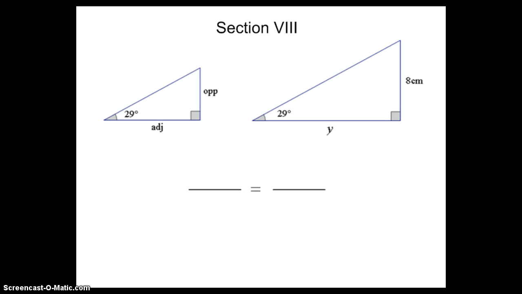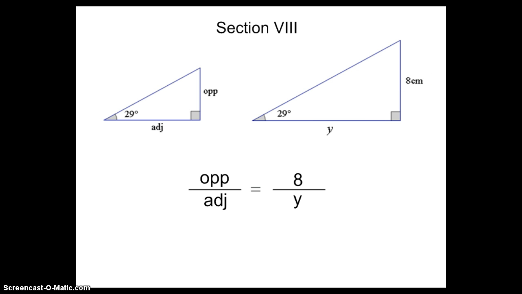So let's take a look at another example. This corresponds to section 8 of the packet that you're working on. We again have a pair of similar triangles. We know they're similar by the angle-angle similarity postulate, and the fact that they're similar means we have proportionality between the side lengths, so we're going to be able to go ahead and write a proportion that looks like the opposite over the adjacent in the first triangle. Opposite over the adjacent is going to be equivalent to 8 over y in the second triangle, the 8 being the opposite in this triangle and y being the adjacent.